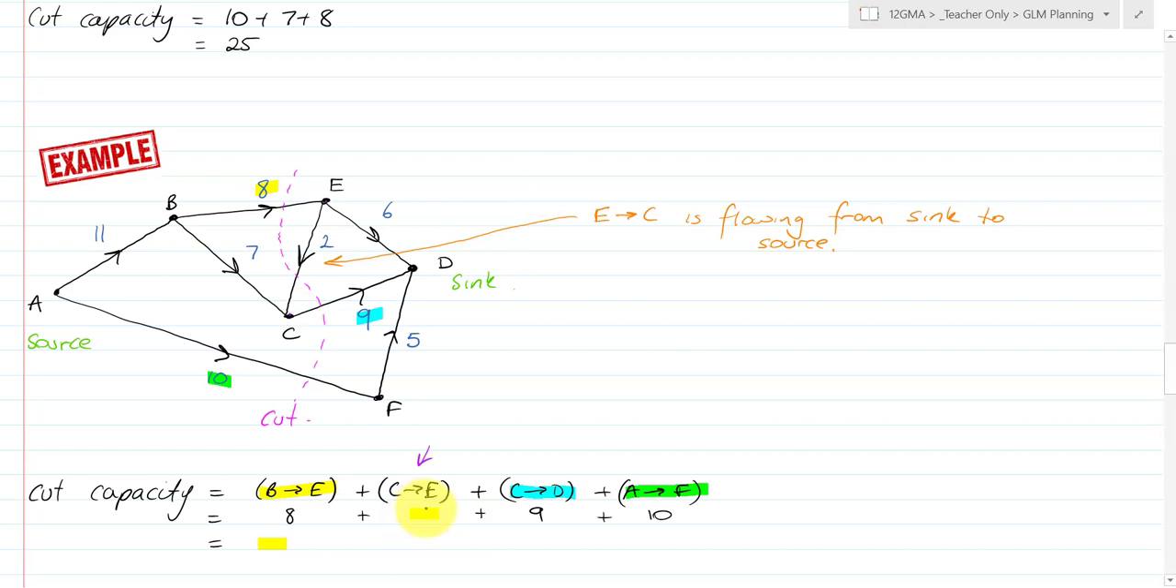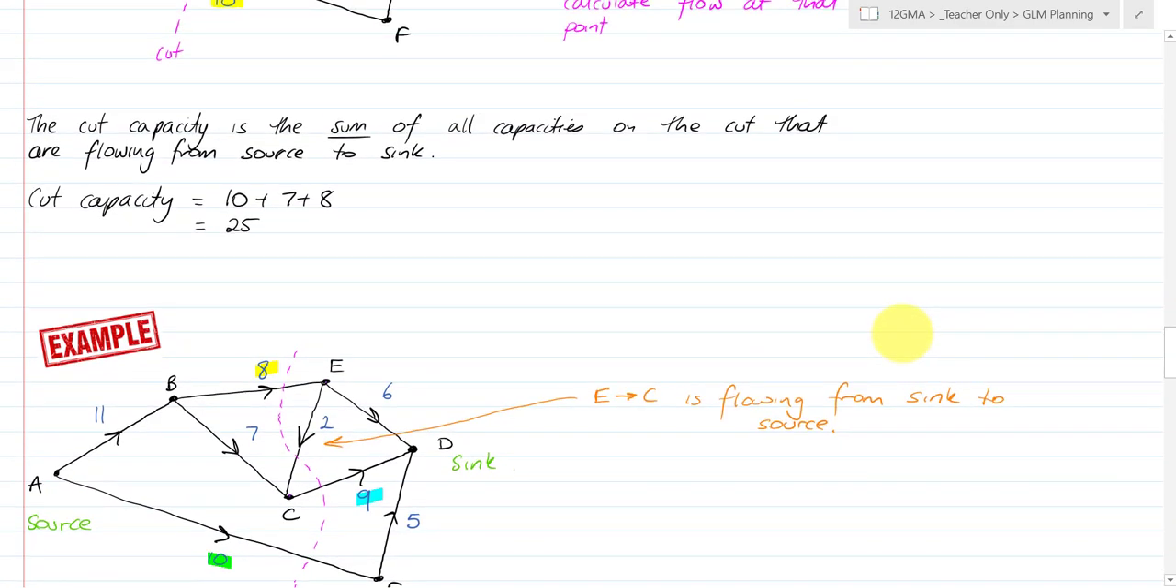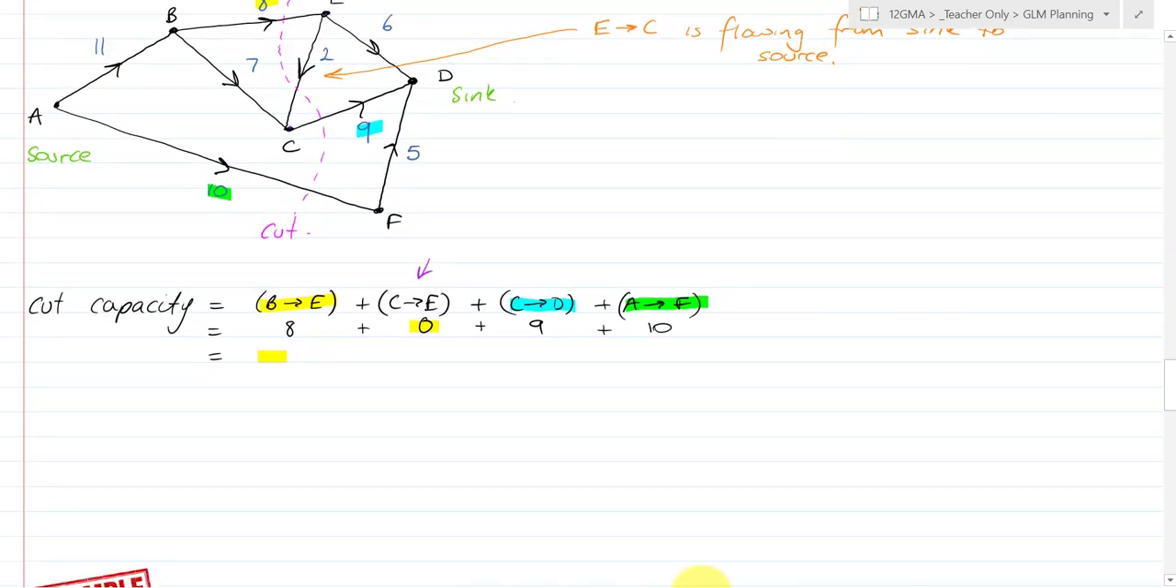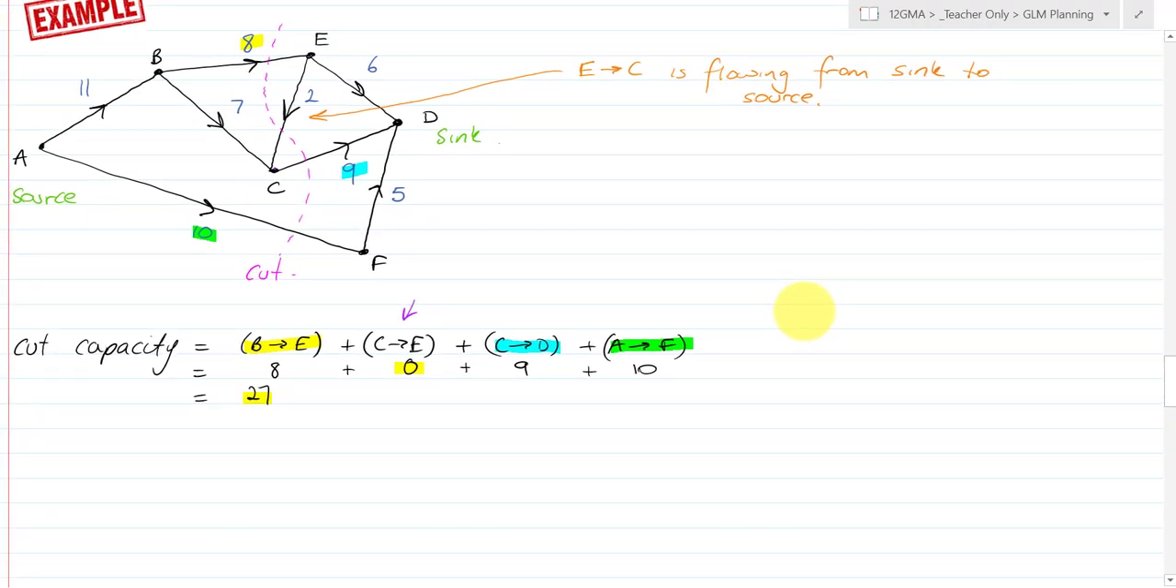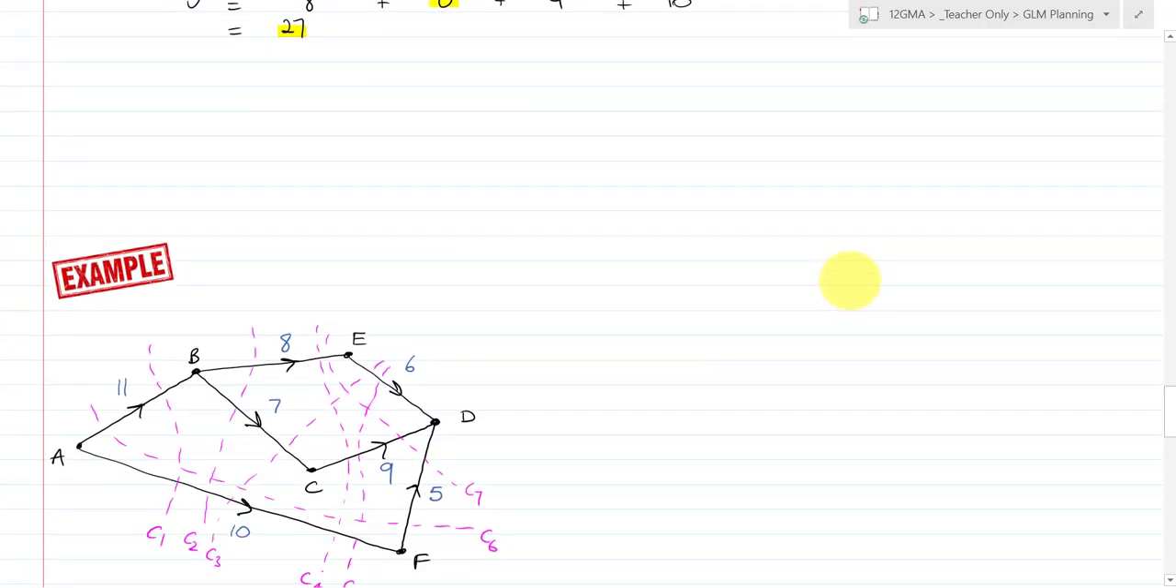And so in this case, it actually counts for nothing. Anything that is a flow from the sink to the source contributes nothing to the cut capacity. And if you go back and read, the cut capacity is the sum of all capacities on the cut that are flowing from source to sink, not from sink to source. And so this contributes nothing, which means we have a cut capacity of 27 on this cut. It goes through that dotted line there. So that's that example. Let's look at another example.